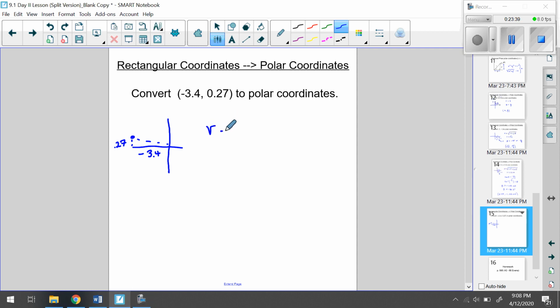So I guess the next thing I'll do is find the r value using the Pythagorean theorem. So that's negative 3.4 squared plus 0.27 squared. And type all that into your calculator. Don't forget to take the square root when you're done. And when I do that, I get approximately 3.41 is the number that I'm getting. Okay, so we're halfway home.